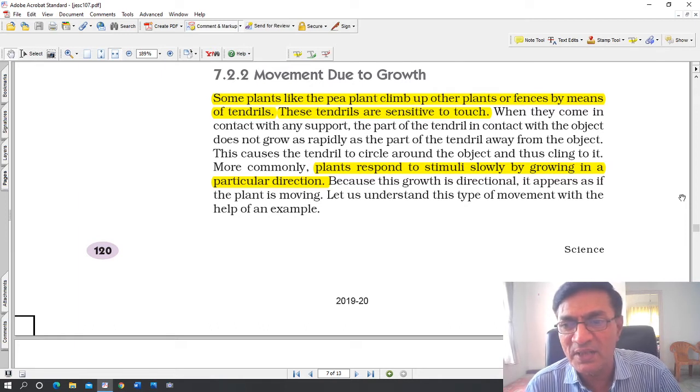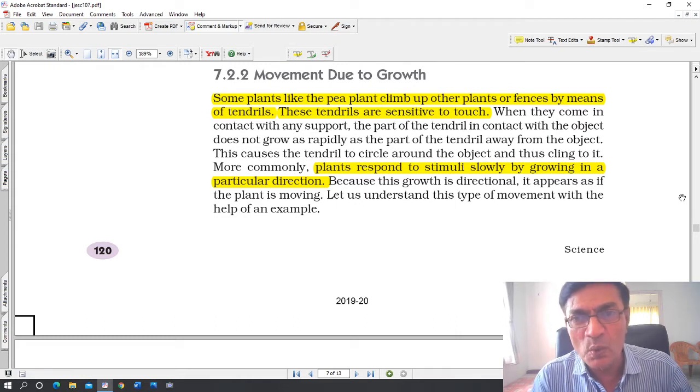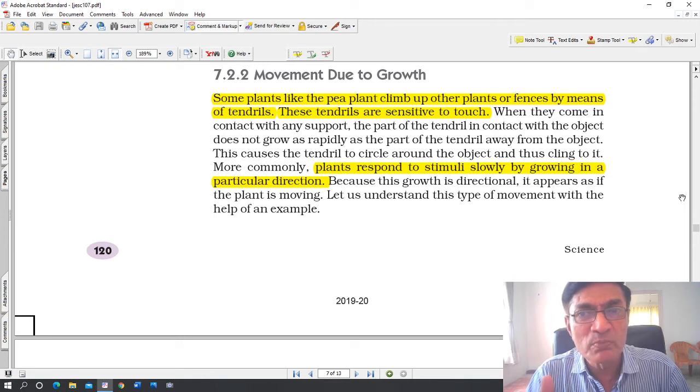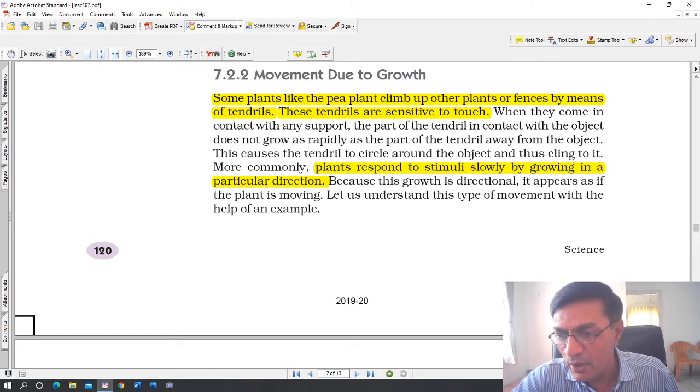Let us understand this type of movement with the help of an example. This is not locomotion. This movement is actually localized movement. It is localized in the sense that it does not take the plant from one place to another place. The plant remains there itself, but parts of its body grow bigger, taller, shorter, thicker, and things like that. And that's why it is perceived by us as movement. Alright, now let's go ahead further.